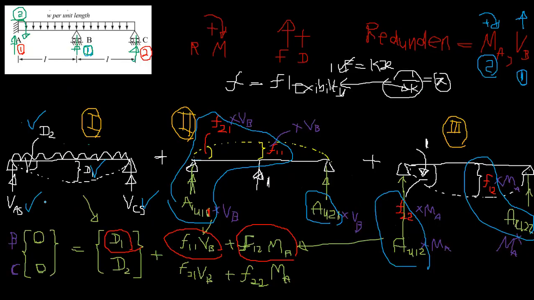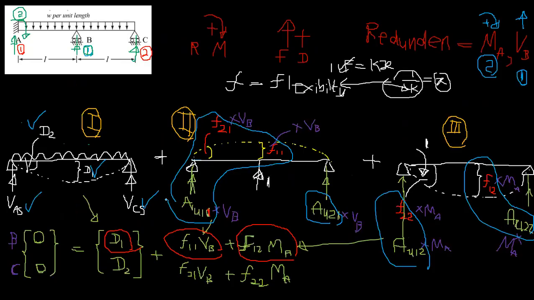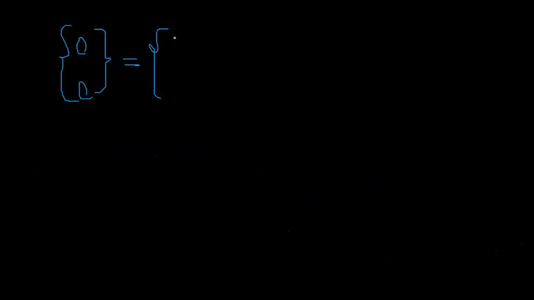So we can check now the equation, right? 0, 0. So you have 0, 0, right? And the force was D1 and D2, right? D1 and D2. What was D1 and D2? D1 and D2 was this one: 5WL squared over 24EI, WL over 3EI. So we are checking the compatibility, right?